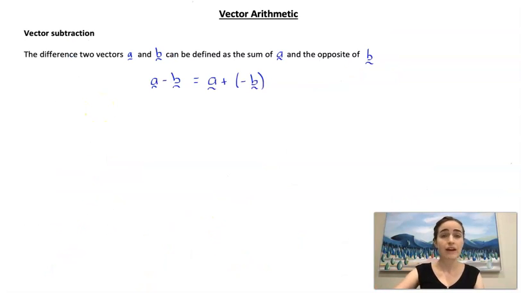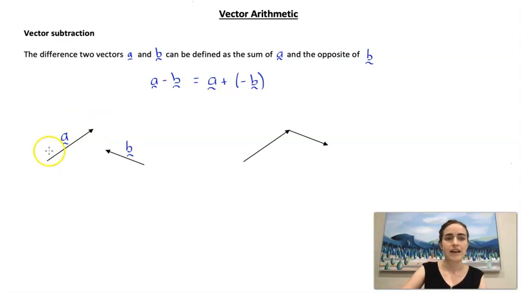Okay, the last thing we want to have a look at is vector subtraction. So if we want to find the difference between A and B, two different vectors, then we can do that by taking the sum of A and the opposite of B. So what that means is that if we're writing A minus B, we could think about it instead as A plus negative B.